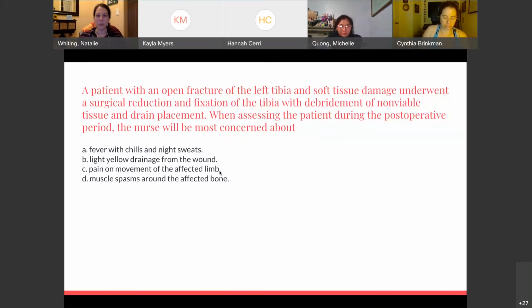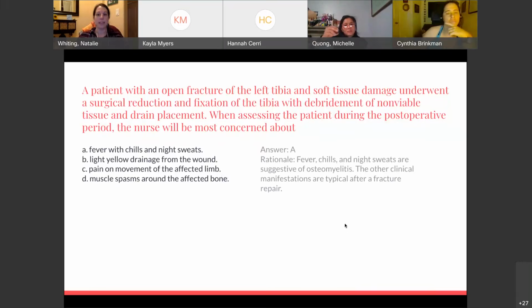Okay, it looks like people were mostly torn between A and B, and then we got a couple D's. So it's a tricky one. It's A. That's going to be indicative of osteomyelitis. So there's an infection and inflammation happening. The other one, the light yellow drainage from the wound, that's going to be common after this procedure. That's why there's a drain placement there.